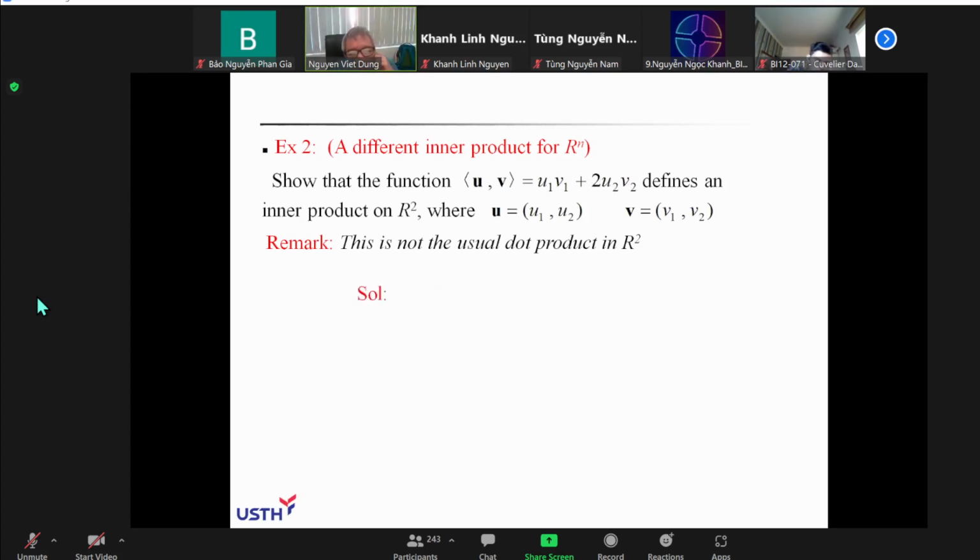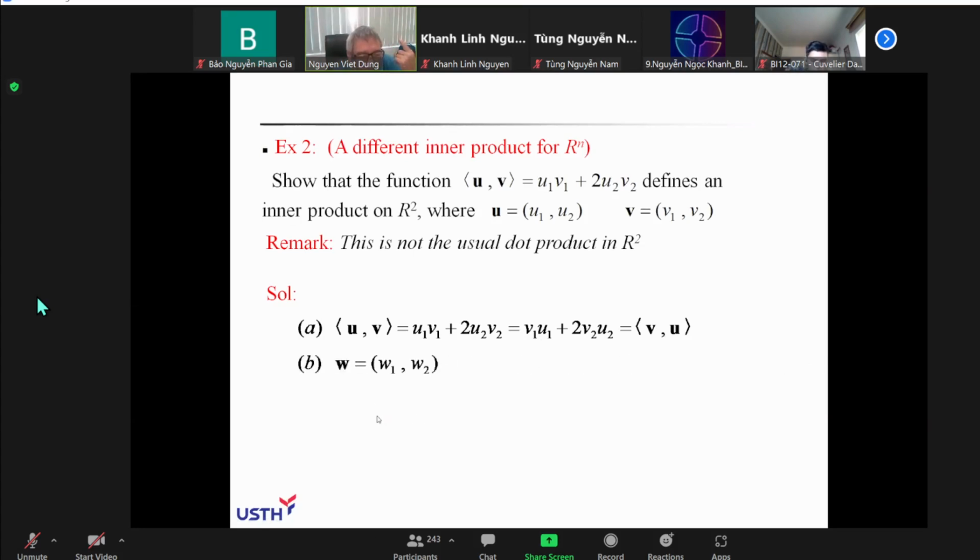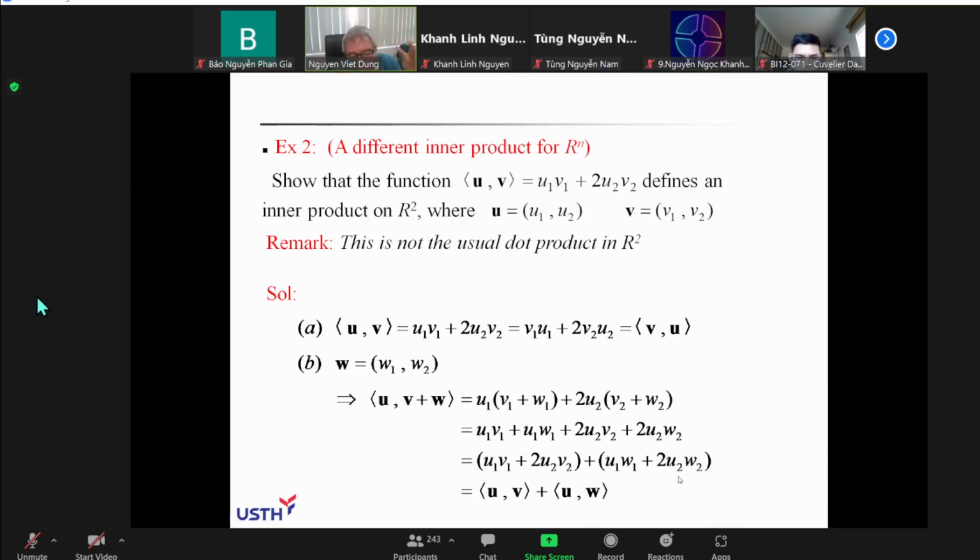Now we verify the 4 properties. The first thing is, if you take <u, v}, it equals that one. But then you can exchange the places of u and v, and you get v1 u1 plus 2 times v2 u2, and it is exactly <v, u>. So the first property is satisfied. The second property is here. Let us take another vector w with coordinates w1 and w2, then you can verify things here.